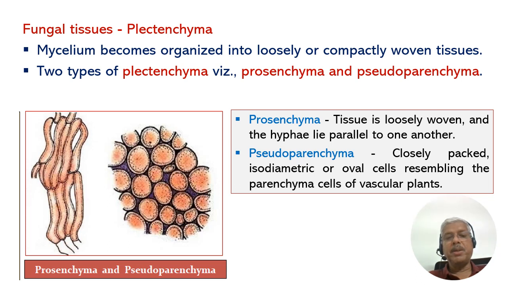When the tissue is loosely woven and the hyphae lie parallel to one another, it is called prosenchyma. In the case of pseudoparenchyma, it consists of closely packed, more or less isodiametric or oval cells resembling the parenchyma cells of the vascular plants. In this type of tissue, the hyphae lose their individuality and are not distinguishable.